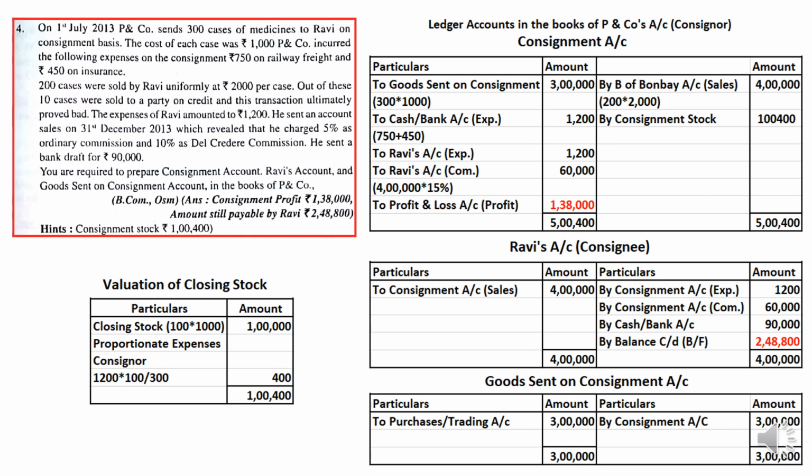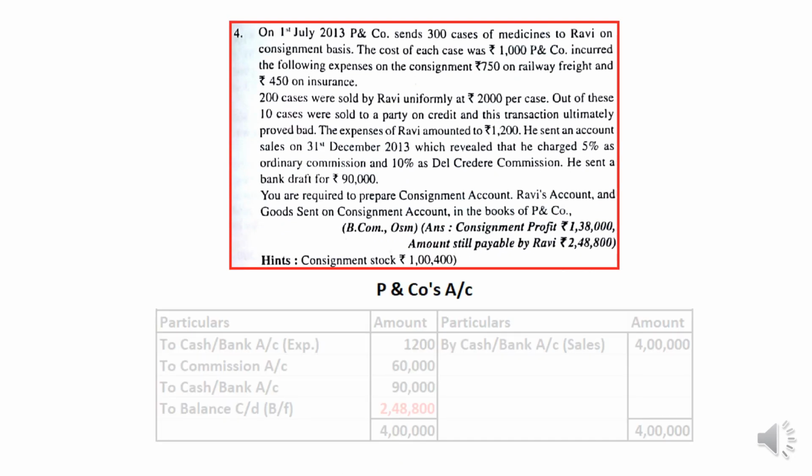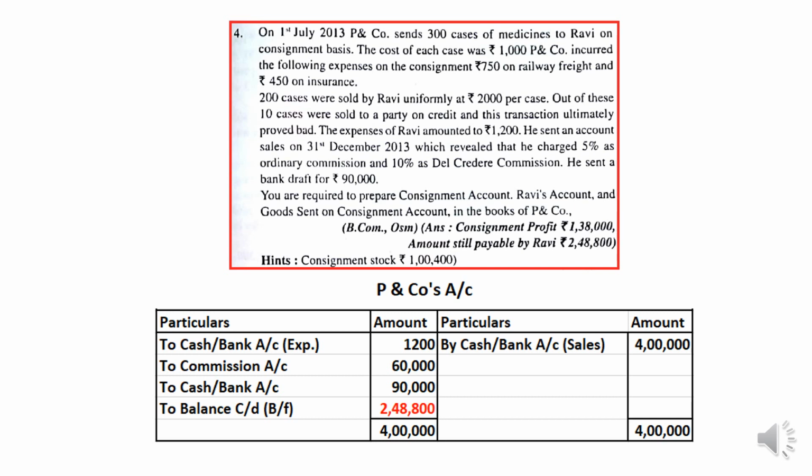Clear? So this is the answer. You can go through the answer. When you come to the consignee account, in the books of consignee, the consignor account also I have presented. So this is the basic crux of how to solve the problems with value of closing stock. Right? So I hope I have given you good information. You can easily solve the problems in the university examination.